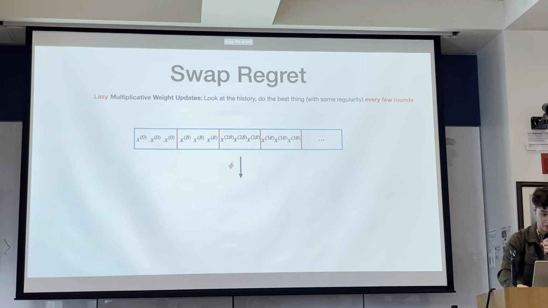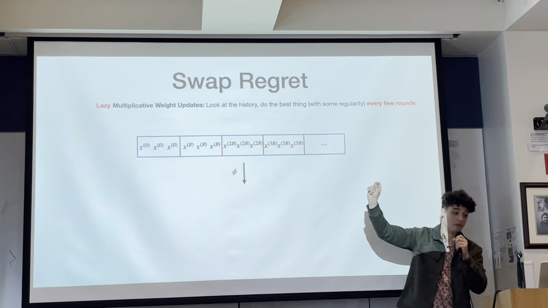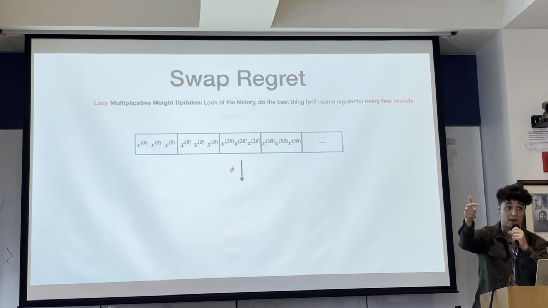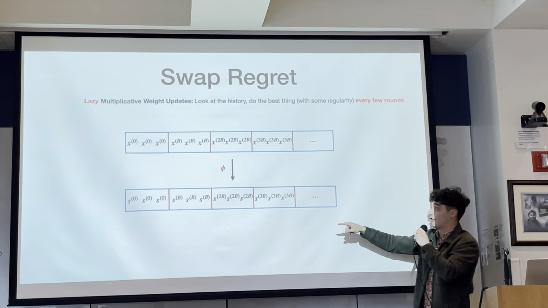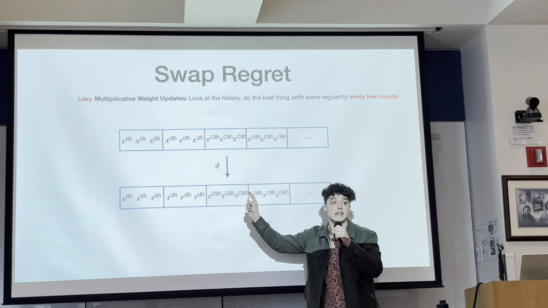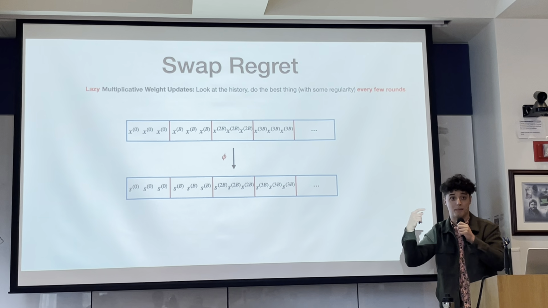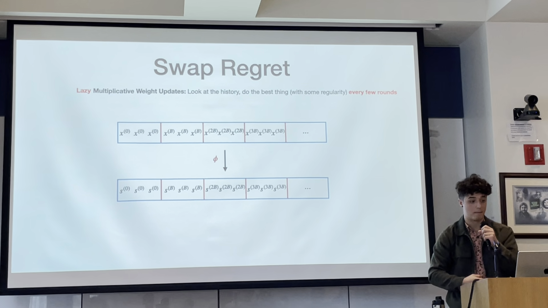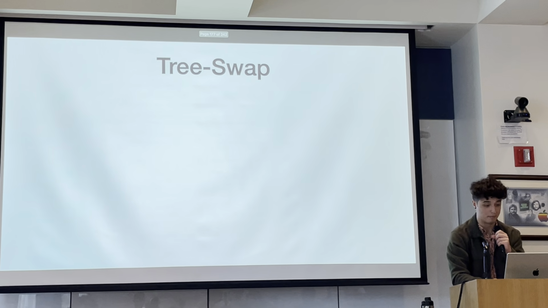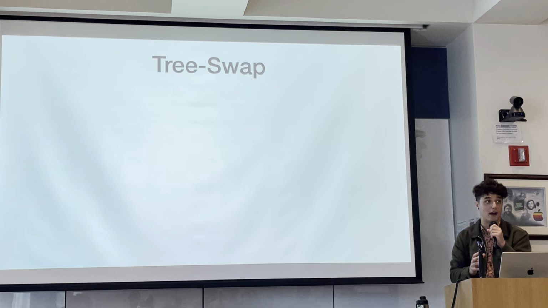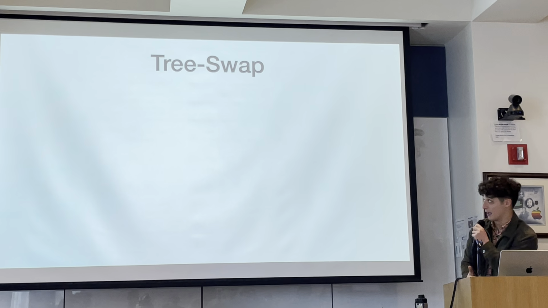The nice thing is that because within a block we play the exact same strategy over and over, for any swap function, no matter what, the output of the swap function will also be a set of strategies wherein it's the same exact strategy within every single block. That's an important behavior that is going to be necessary. As I said, this is an important building block in the tree swap algorithm. So I want to describe the tree swap algorithm now, and it's going to use this lazy MWU as a subroutine.